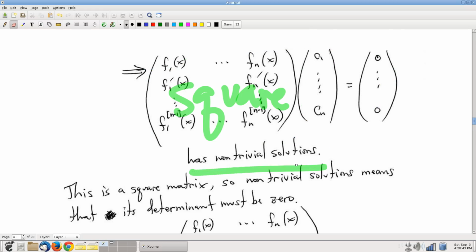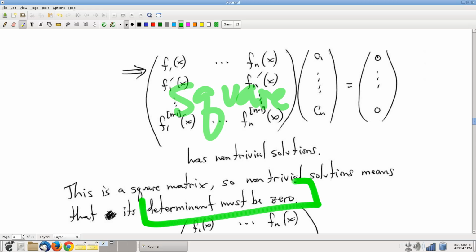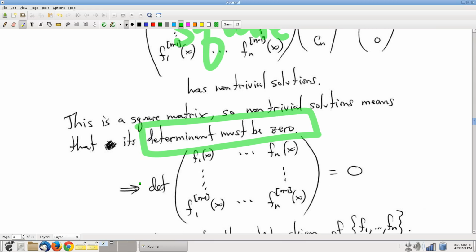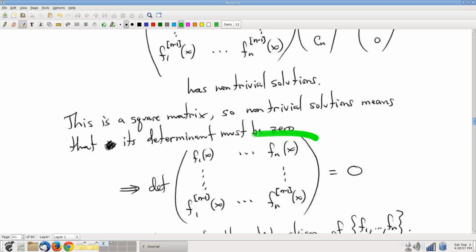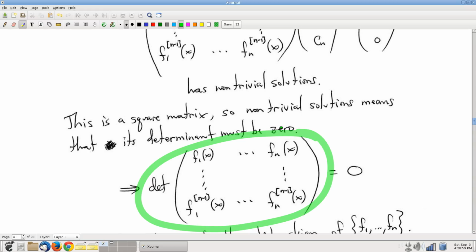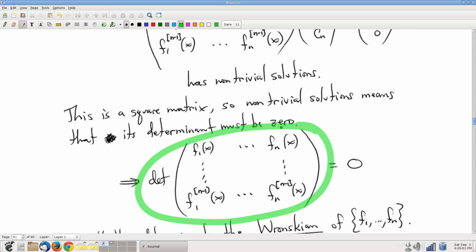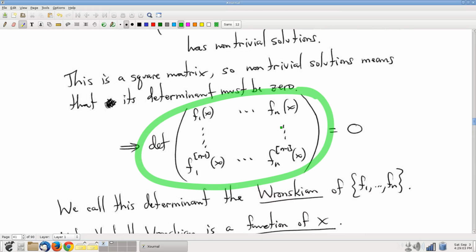And that means that this square matrix is singular, which means a long list of things, but among them it means that this matrix has a determinant that's equal to 0. So this great big determinant of this great big matrix made up of a bunch of functions, that determinant must be 0. All right, this determinant is called the Wronskian of that list of functions.